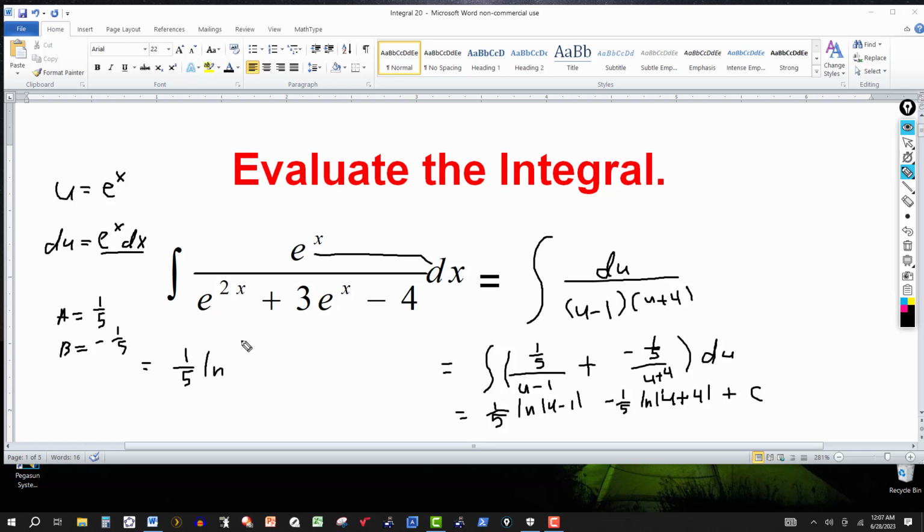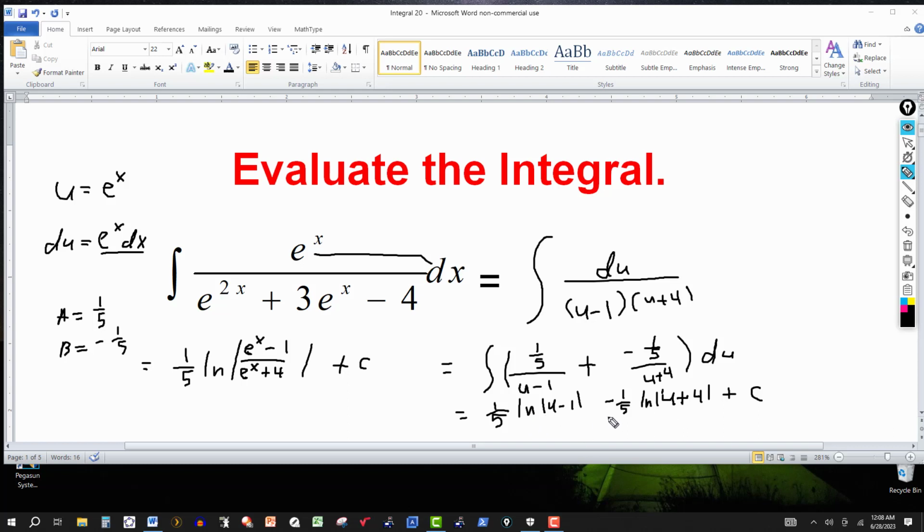And I'll put one absolute value here. And it's u minus 1, but remember, u is e to the x, so it's e to the x minus 1. And that's going to be over u plus 4, but u is e to the x. And the constant of integration.